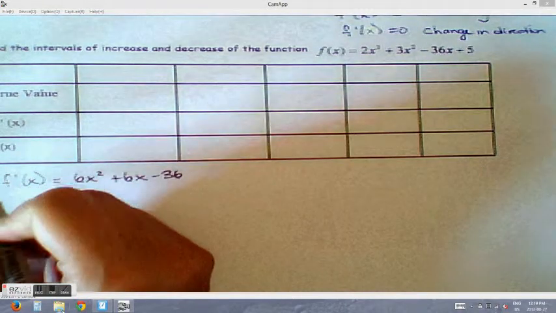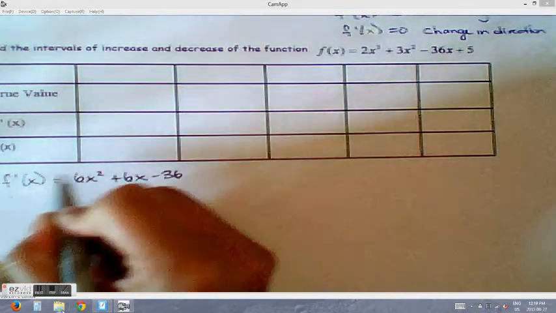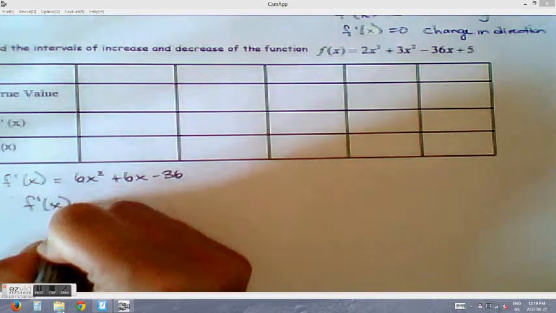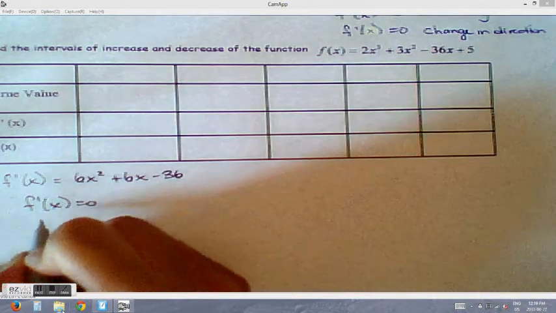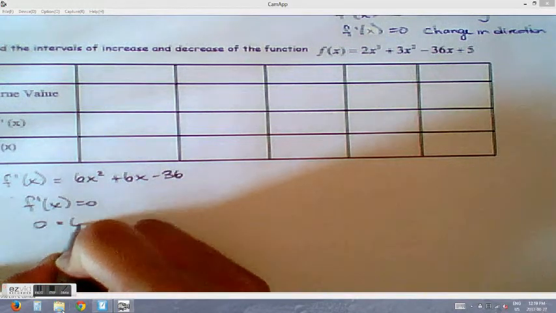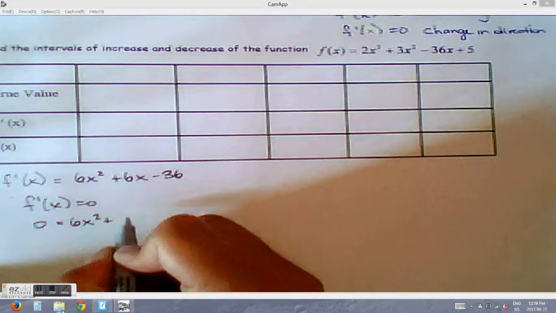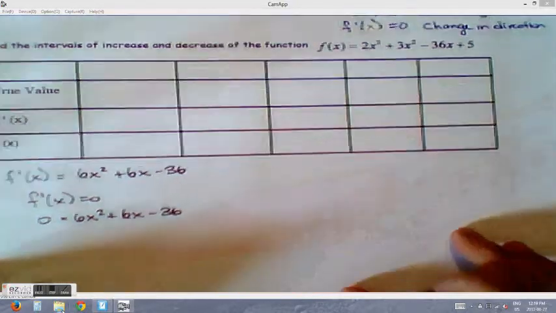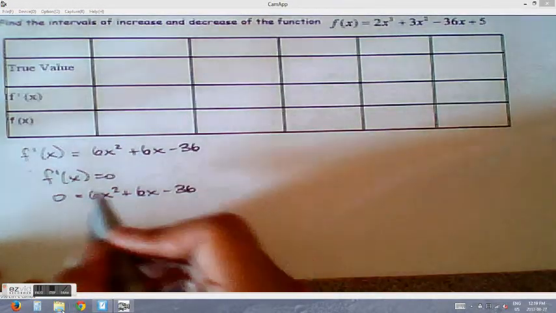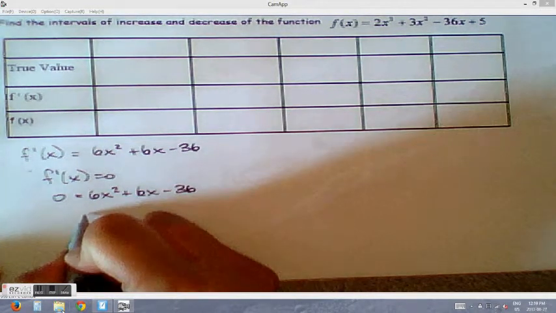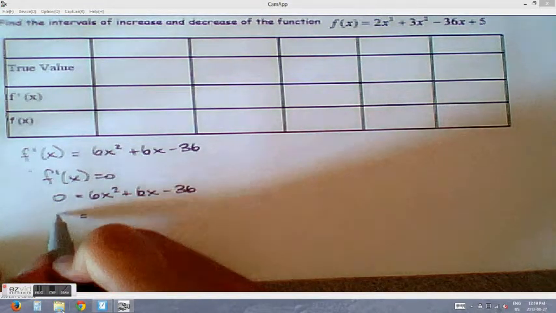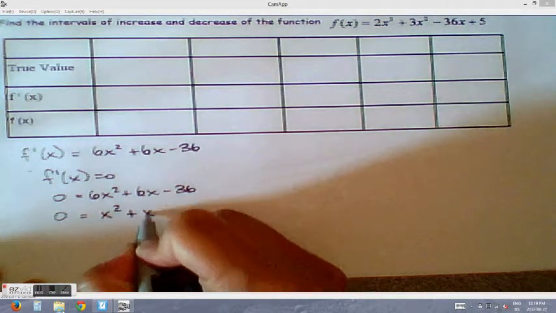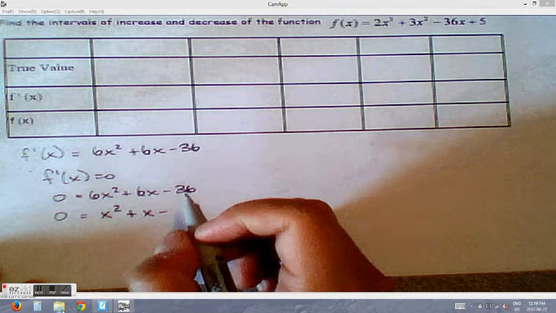So we would simply now set the first derivative equal to 0. So 0 is equal to 6x squared plus 6x minus 36, and we're going to solve for that. Just factoring out a 6 and dividing both sides by 6, we simply have x squared plus x minus 6.